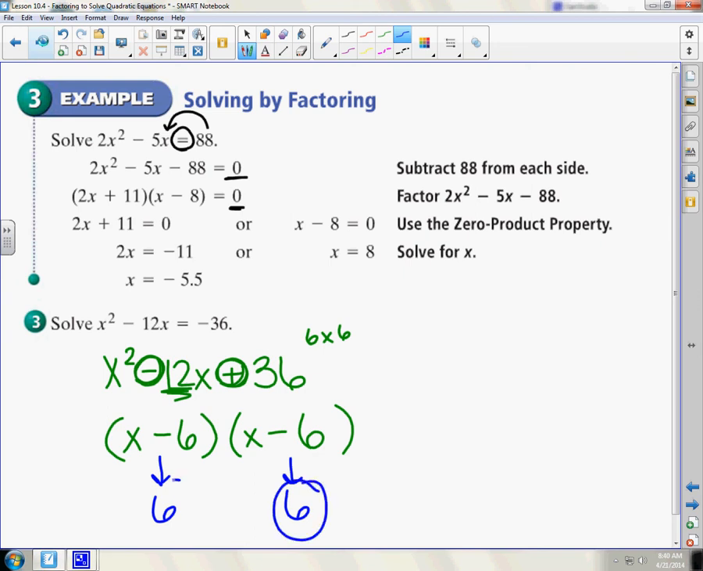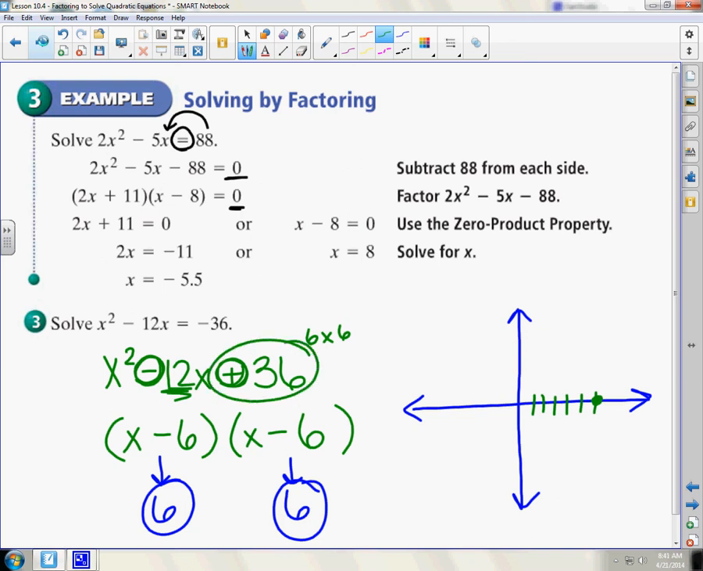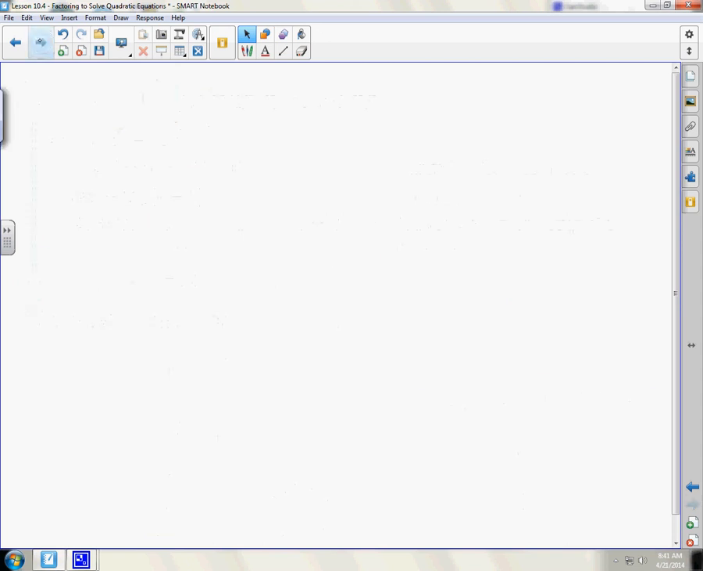These answers right here are where the parabola hits the x-axis. So if I were to graph this equation, I know that my parabola is going to hit at x equals 6 right there. And I also know that my parabola is going to hit at plus 36. So let's do this by 5. Then it's going to hit like right here. So now I would have 2 points on my parabola, and then you'd have to find your line of symmetry to find your other points. But that is it for your notes.